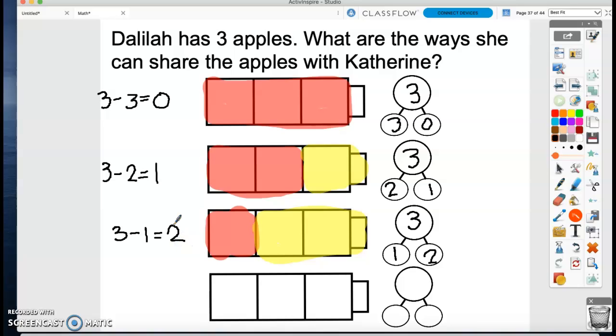And the last way she can share her apples is that she can give all of her apples to Catherine, and she would not have any apples. If she did that, the number bond would still look like this. There would be 3 altogether. She would get 0, and Catherine would get all 3 of them. And our number sentence for that would be 3 minus 0 equals 3.